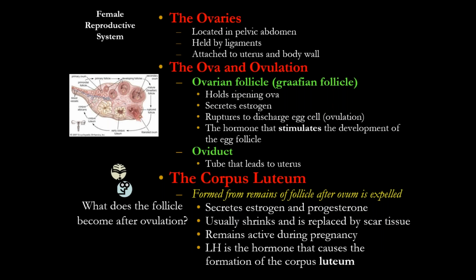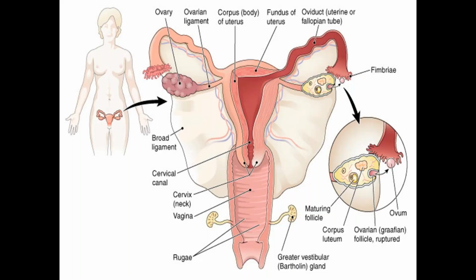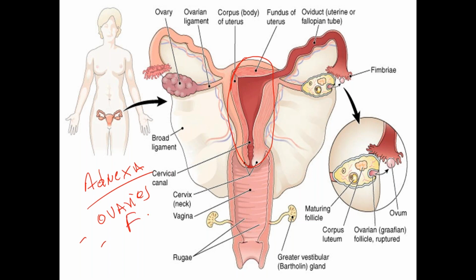All right, so the division of the female reproductive system is going to be the uterus and the adnexa. What is the adnexa? The ovaries and the fallopian tubes.